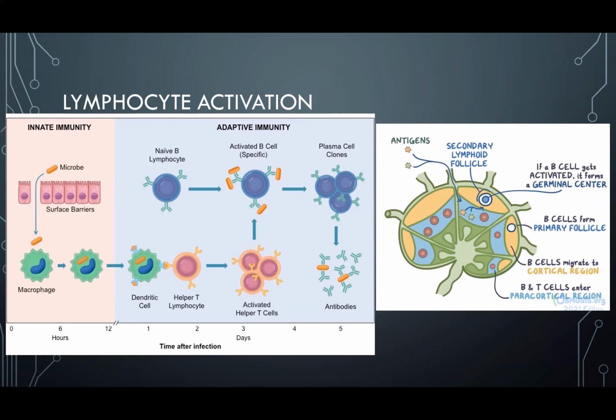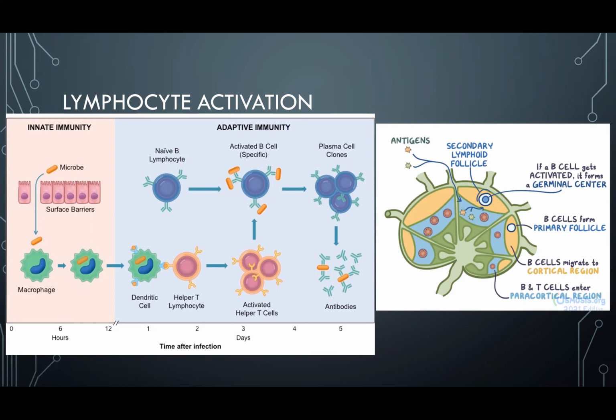Healthy adults have 0.5 to 1 times 10 to the power 12 lymphocytes within the blood. B cells develop in the bone marrow and T cells develop in the thymus. These cells are released into circulation and then to peripheral lymphoid organs. Peripheral lymphoid organs include the spleen and the lymph nodes.